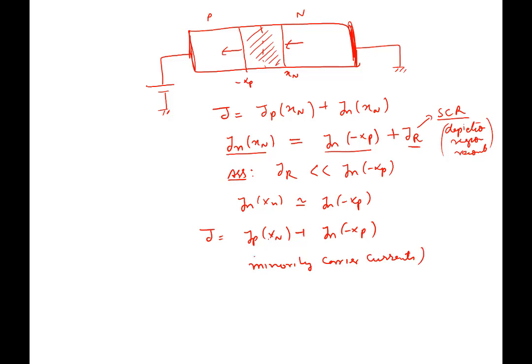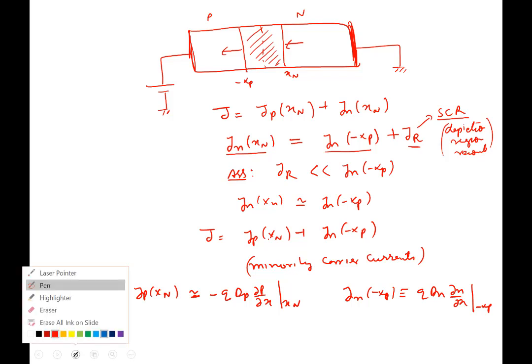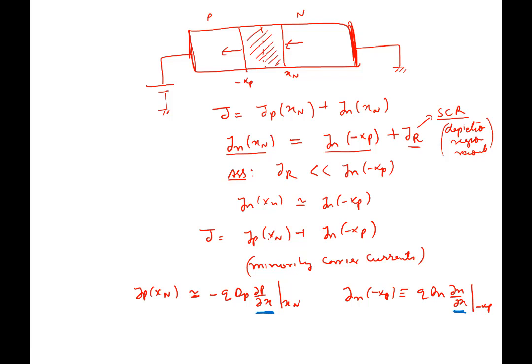We had also seen earlier that the minority carrier currents, Jp at Xn and Jn at minus Xp, are, as an approximation, diffusive. So Jp is minus q Dp del p by del x at Xn, and similarly Jn at minus Xp equals q Dn del n by del x at minus Xp. They're diffusive currents. And therefore, the problem becomes how to determine these two components. What is del p by del x and what is del n by del x?